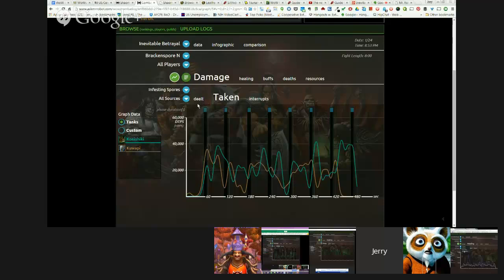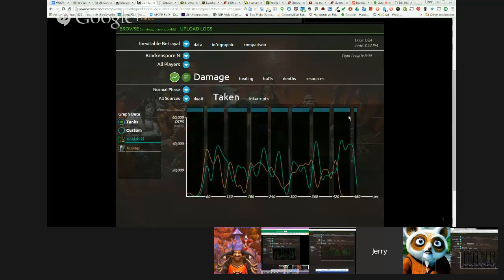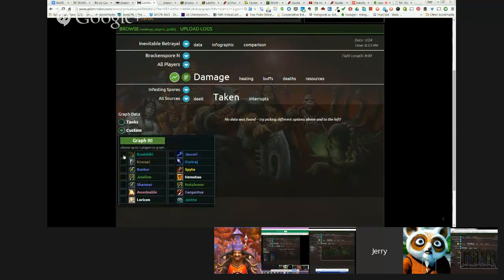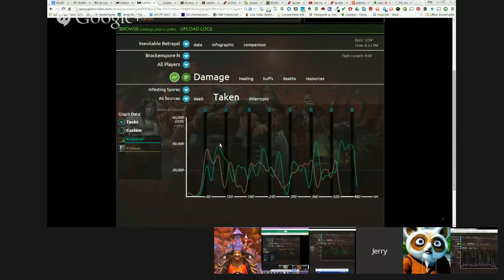As I'm looking at this, if I switch to phases, all phases looks like this. If I go to the normal phase, it'll mark out the normal phases. And if I go to infesting spores, it'll mark off those segments. What's really interesting to note is that a lot of the damage taken is associated in and around the spore phases. When you look at the tanks, you can also graph not just the tanks, but the rest of the party as well, and see where the damage was happening there.